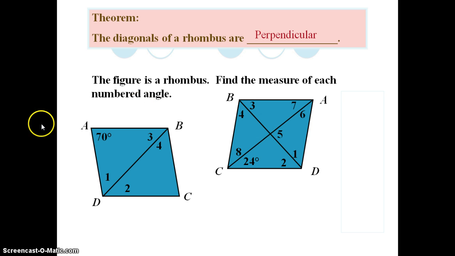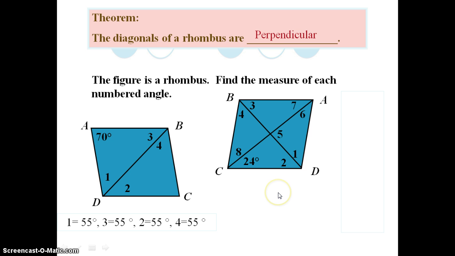The figure is a rhombus. Find the measure of each numbered angle. So I know this angle is 70 degrees. I have to find 1, 2, 3, and 4. Well, I know that this is an isosceles triangle, which means that these two angles have to be the same right here. So if I do 180 minus 70, that gives me 110, which means that these two angles, you're going to divide 110 by 2 and get that each of them are 55. Then I know that 2 and 4 are going to be the same as 1 and 3 because the diagonal bisects. So if 1 is 55, then 2 has to be 55. And if 3 is 55, then 4 has to be 55.